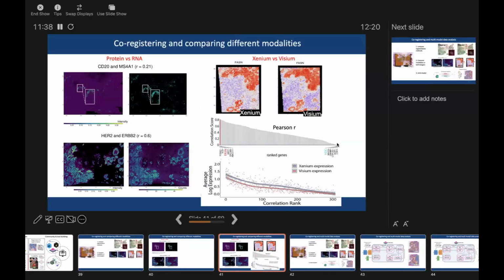And we were a little bit curious why that was the case. And now we noticed that it's actually very nicely correlated with the absolute expression levels of Xenium and Visium. So overall, they seem to agree pretty well, except that when you don't have anything to work with, you're really working in the noise levels, right?